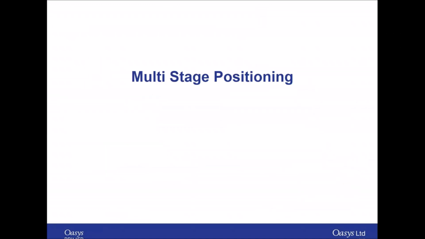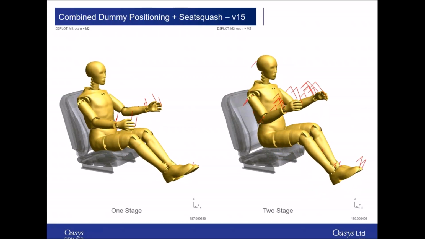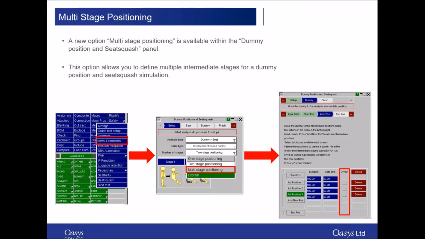Now in version 16, we've added the concept of multi-stage positioning. So instead of just being able to set up one or two stages, you can set up any number of stages. You get to this through the dummy and seat squash tool. Instead of just one stage and two stage, you can select multi-stage. And here you get a whole list, and you can add as many or as few stages as you want.